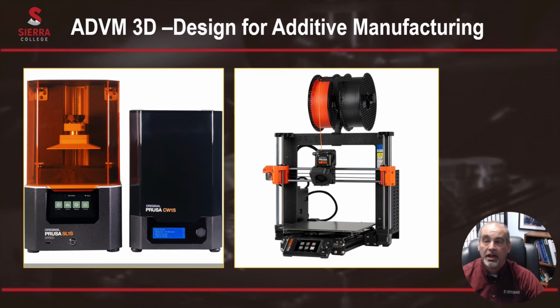The machines on the left are stereolithography machines. They use a resin with a UV laser that hardens the material. The modality of this class is in person. You have to take ADVM 2A first, so that's a key prerequisite course.